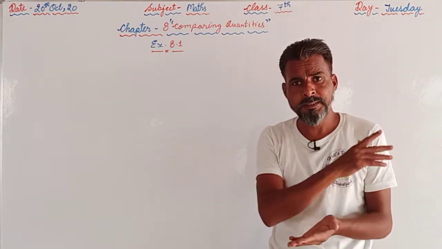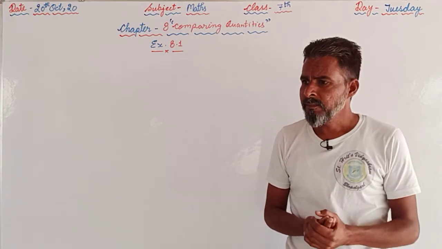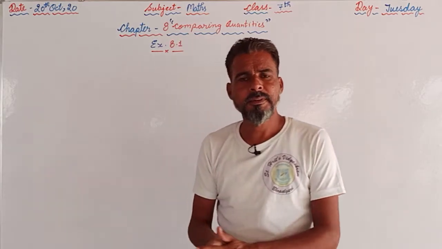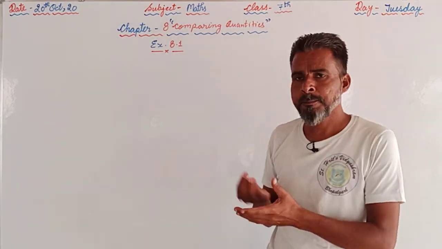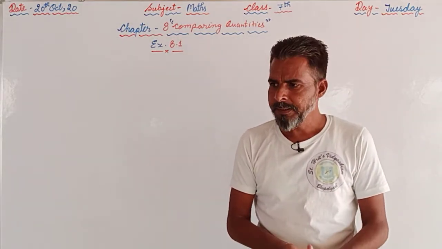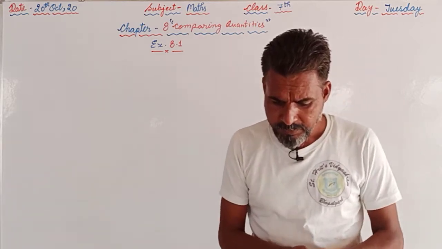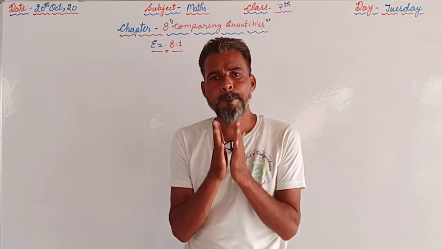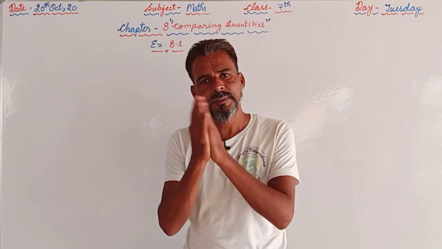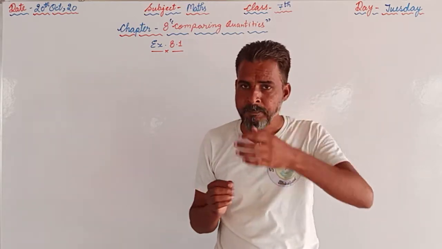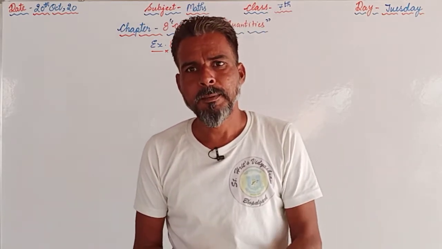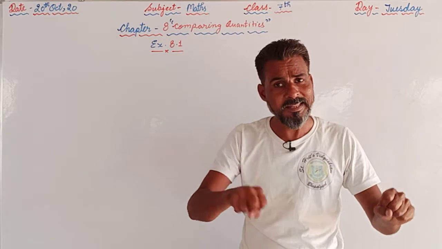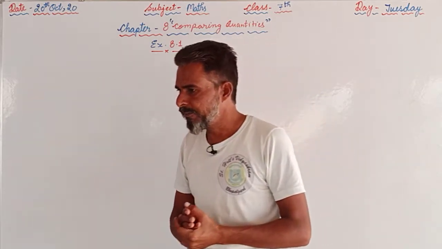We have already completed the previous chapter, that is congruence of triangles. From today onward we will start the new chapter, chapter number 8, and the name of the chapter is comparing quantities. As the name suggests, we are supposed to compare quantities. The main thing is that we can compare quantities of the same units. Their units should be the same. After that only we can compare. If the units are not the same, we are supposed to make the units the same, and then only can we compare the given quantities.